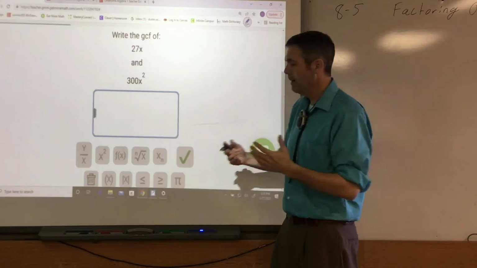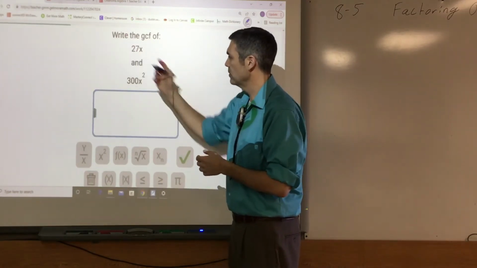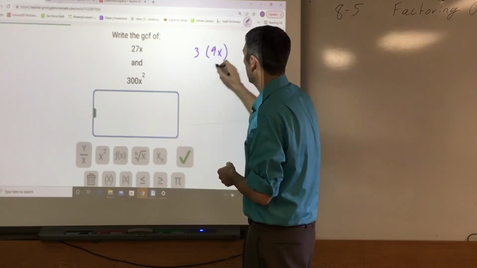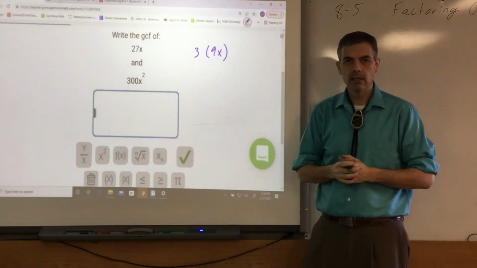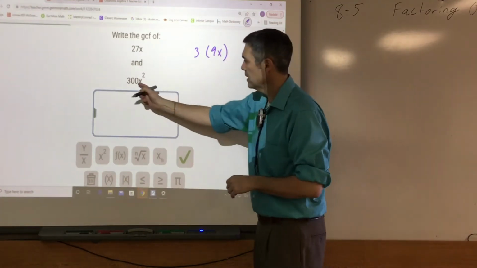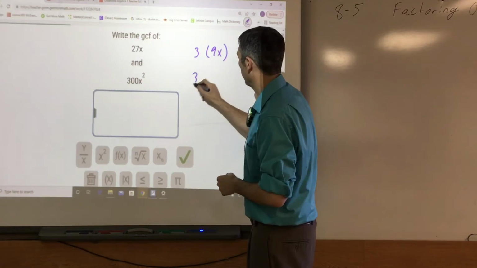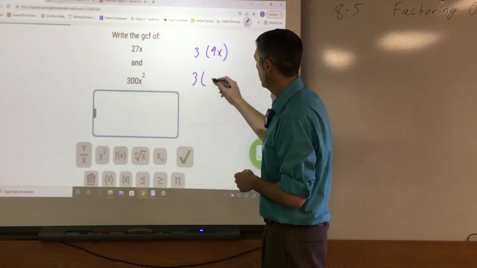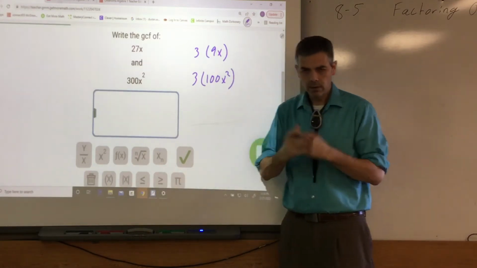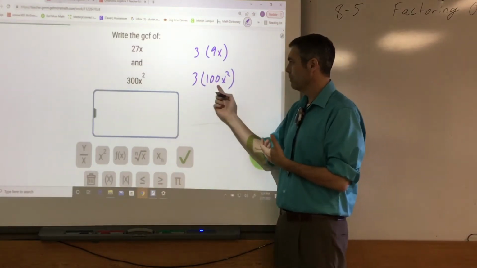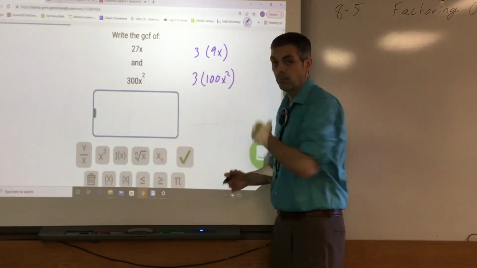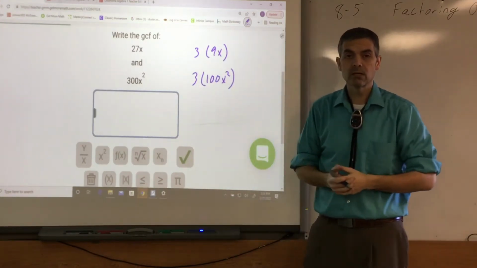When I take 3 out of 27x, I get 9x. 3 times 9x gets me 27x. When I take 3 out of 300x squared, I get 100x squared. There's not a number that can go into both of those anymore. So 3 is part of what I'm going to take out. It's part of my greatest common factor.